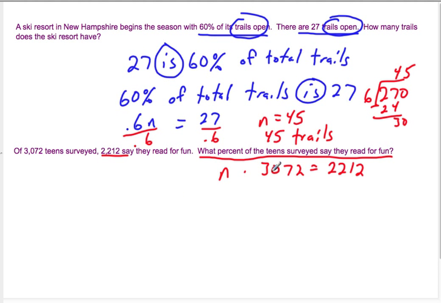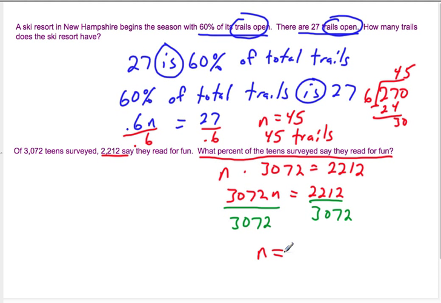Okay, so again, it would look like this, and we would isolate the variable by dividing by 3,072. And using a trusty calculator in this case, because those are pretty large numbers. Before I use the calculator, I'm going to come up with a basic idea of what I think the answer should be. 2,200 divided by 3,000 is going to be close to 2/3, so I'm going to say around 0.7, 0.6 something.